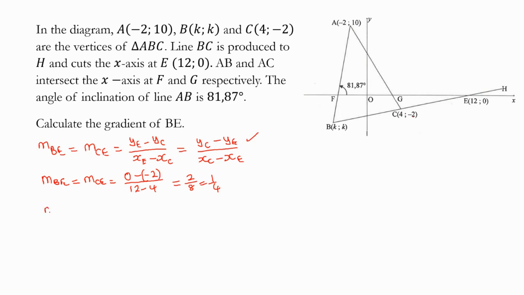Or use the other one. The gradient of BE is equal to the gradient of CE, which is (-2 minus 0) over (4 minus 12), which is -2 over -8, which is 1 over 4. So this is the gradient of BE, and then we get all our marks here.